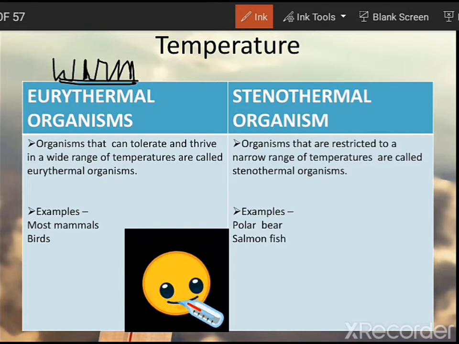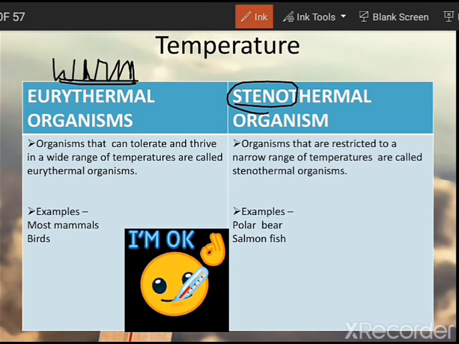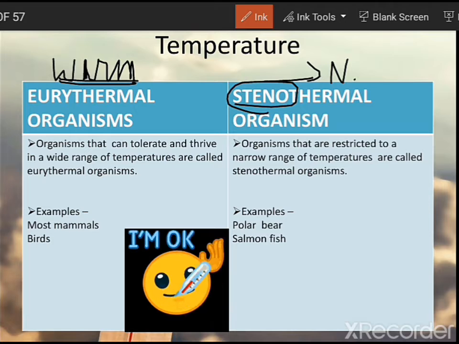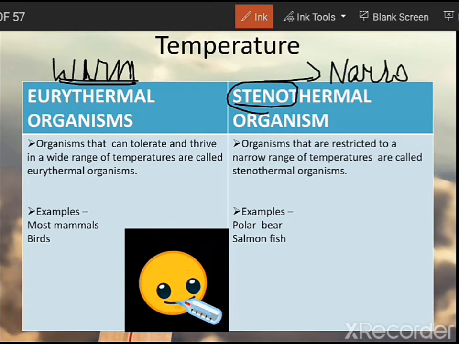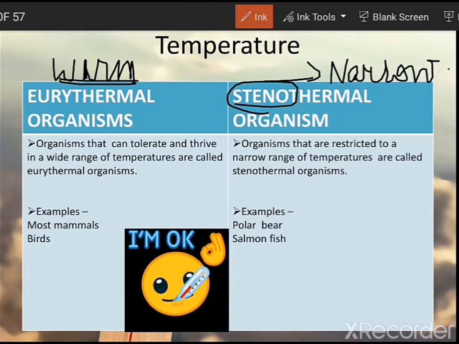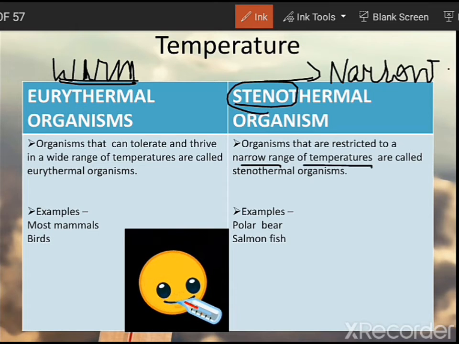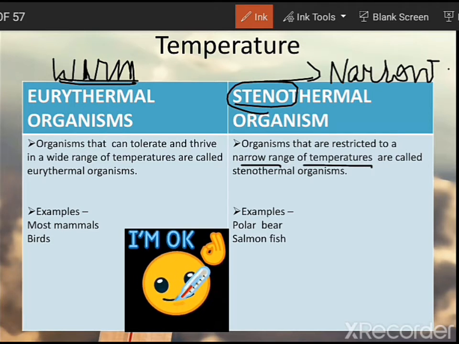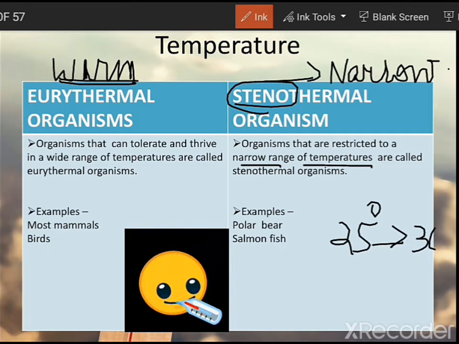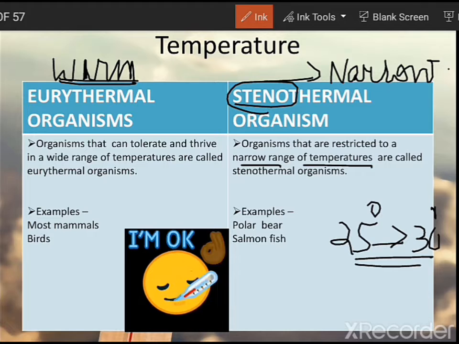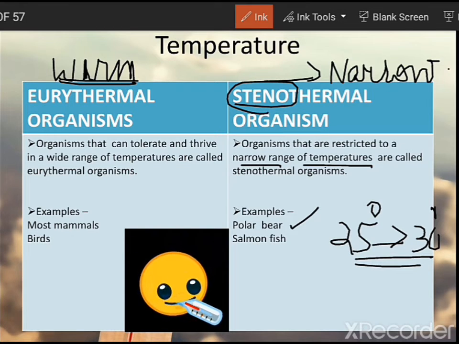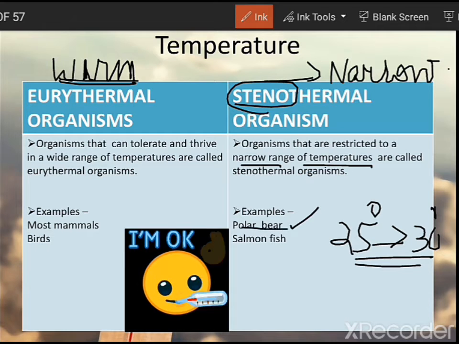On the other hand, in the case of stenothermal organisms, the word steno means narrow. So these are narrow range organisms. They can live only in a narrow range of temperature. That means if they are living at 25 degrees Celsius, they will die at 30 degrees Celsius. Examples include the polar bear. If I bring a polar bear to India, then it will die. The reason is that it is a stenothermal organism.